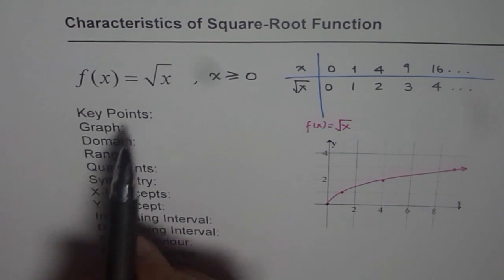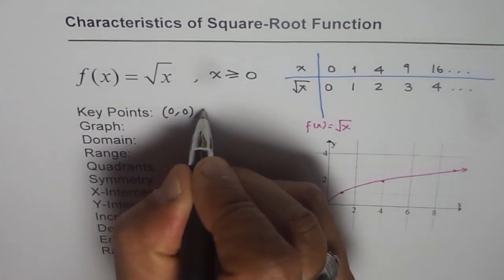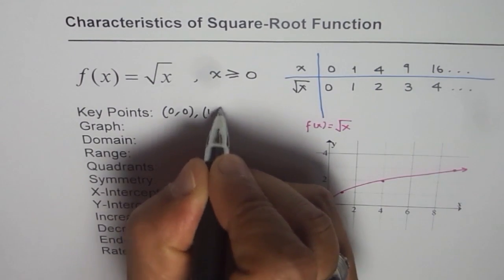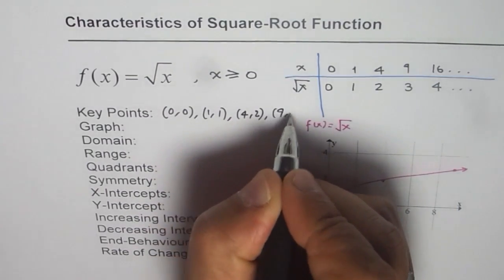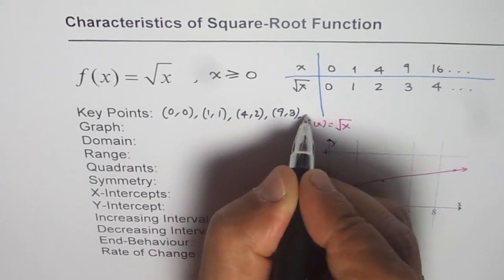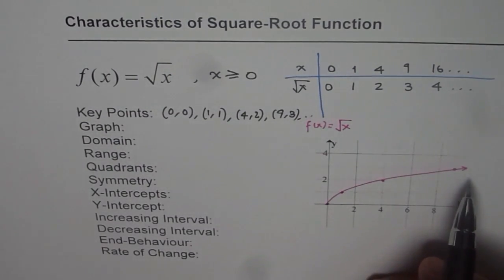So you've seen that the key points are 0, 0, 1, 1, 4, 2, 9, 3, right? So these are the key points like this you can take. Now the graph, you can see it's only in the first quadrant, right?